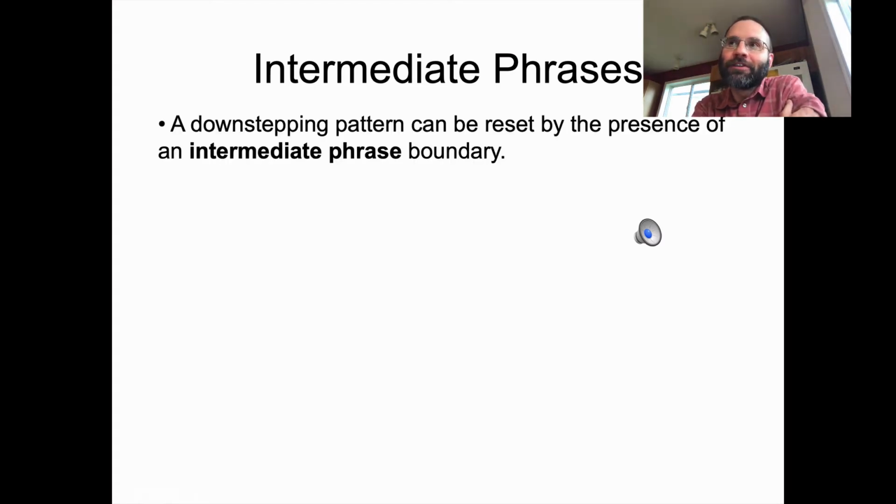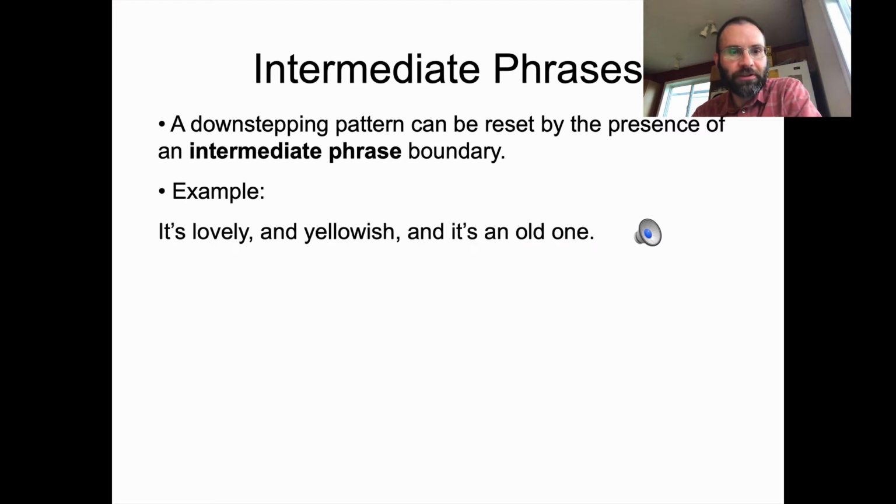Okay, so enter intermediate phrases, another level of structure that we have to worry about. And intermediate phrases are a little bit controversial in the ToBI system. Some people believe they actually exist and some people don't. The official line is that they do exist, so I'm going to teach you about them. And one of the things that intermediate phrases are supposed to do is reset downstepping patterns. So when you get to the end of an intermediate phrase, which is not quite as big as an intonational phrase, you might start a new intermediate phrase, and then that downstepping F0 pattern can reset and you go back up to sort of the top of your pitch range. So I'll give you an example.